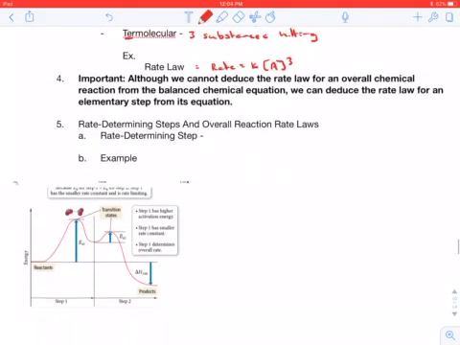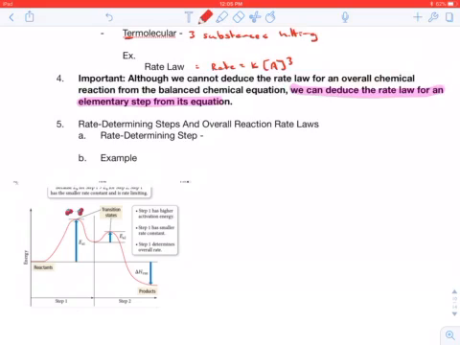And this is that key that I was alluding to a few minutes ago. Although we cannot deduce the rate law for an overall chemical reaction from the balanced chemical equation, we can deduce the rate law from an elementary step. So if we have elementary steps, we can get the rate law. If not, we have to go from there. So that brings us to our next step.